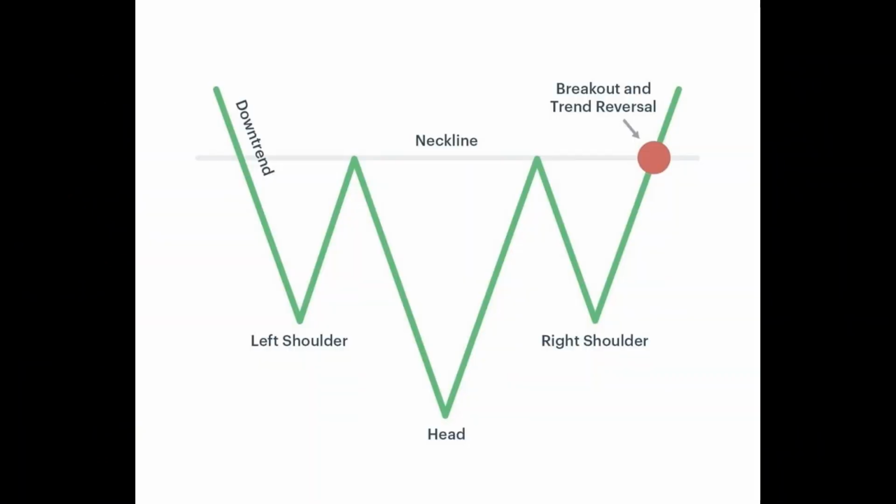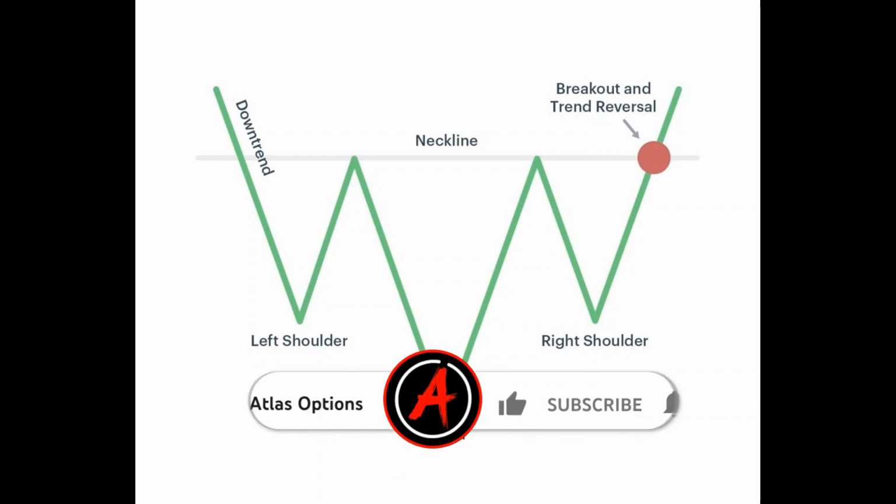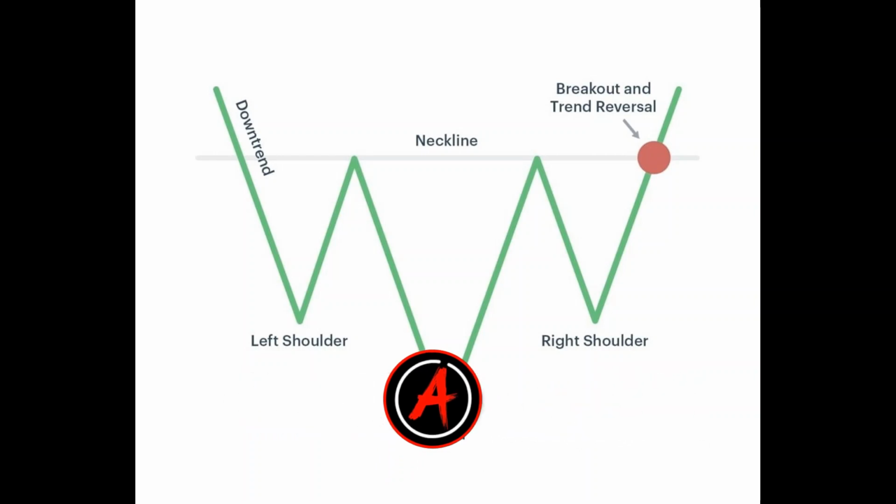The inverse head and shoulders is a widely recognized pattern, used as a reversal signal, indicating a change in direction from a downward trend to an upward trend in price. This pattern is comprised of three troughs, or low points, which form the shape of a head and two shoulders.